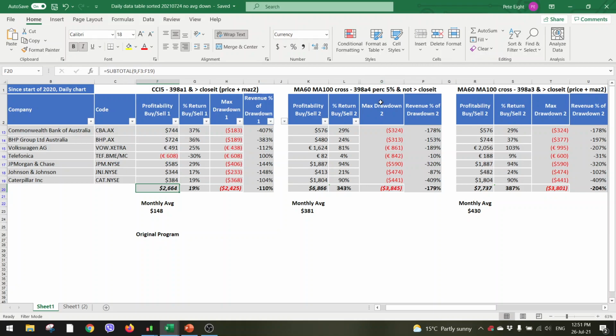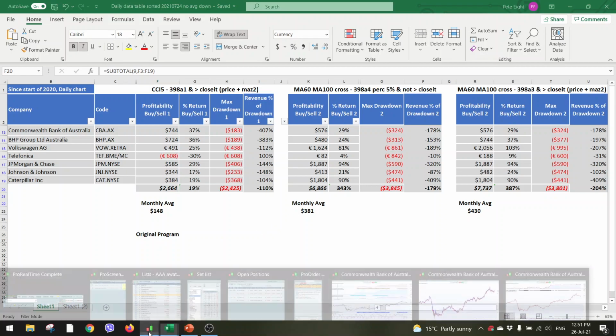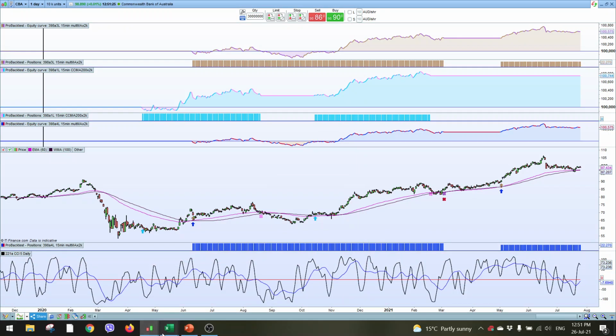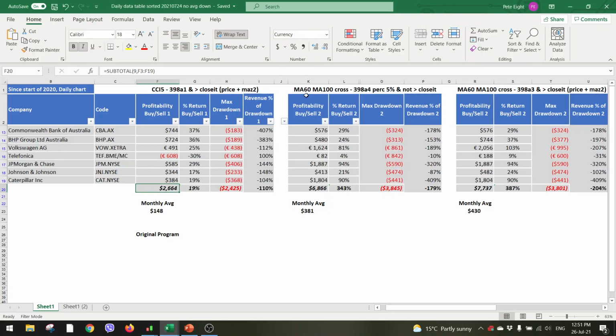Whenever it reaches at least a 5% minimum gain, it exits the trade. So what it says basically, going back to this 398 program, 398A4, that's just my nomenclature I've used, that exits on a 5% gain minimum.